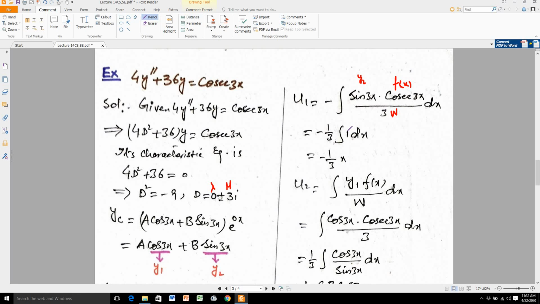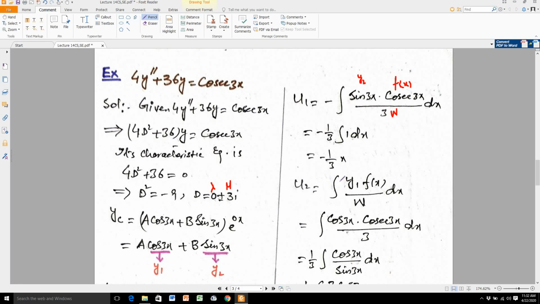Now after simplifying this, you know that cosecant 3x is the reciprocal of sin 3x. So this cosecant 3x cancels with this sin 3x, and the remaining is 1 by 3. So you take this 1 by 3 outside, and its integral becomes minus 1 by 3 x.